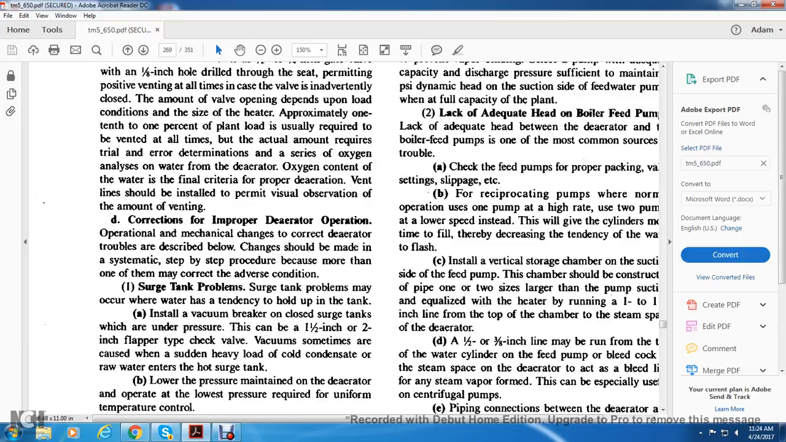D. Correction of improper deaerator operation. Operational or mechanical changes to correct deaerator troubles, or those described below, should be made with a systematic step-by-step procedure, because more than one change may adversely affect a condition.